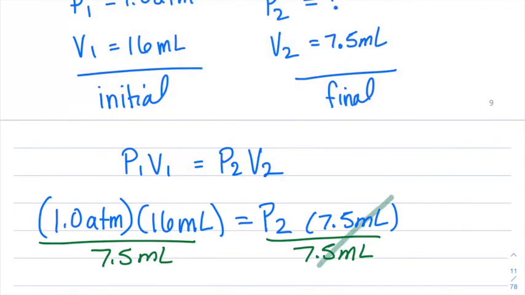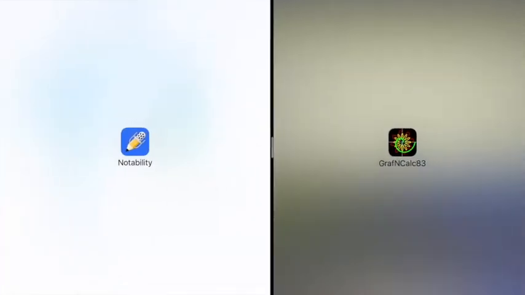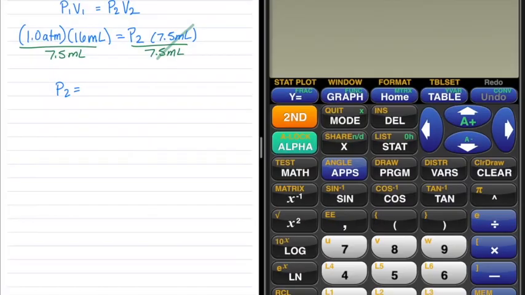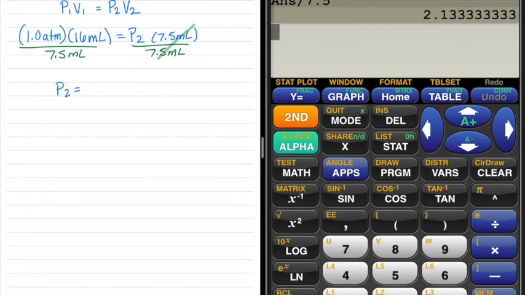On the right, that 7.5 will cancel. And we're going to calculate out what P2 is. All right, so 1 atm times 16, 16. All right, then I'm going to divide that by 7.5, and it looks like our new pressure is going to be 2.1 atm. And I'm using two significant figures because we had two sig figs from our atm and from our volume.